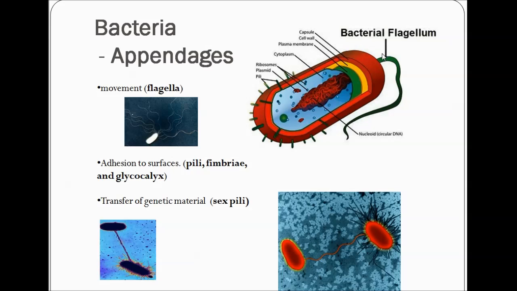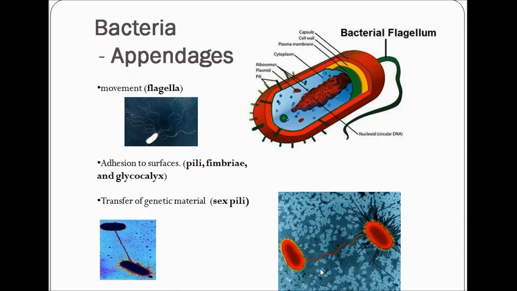Bacteria have appendages. You see the flagellum or flagella, and that helps them move. They hook onto surfaces through pili, sometimes fimbriae, and glycocalyx, which is the sticky outer coating. I'll have another slide on that. They can do this crazy thing about transferring genetic material straight across through these sex pili.